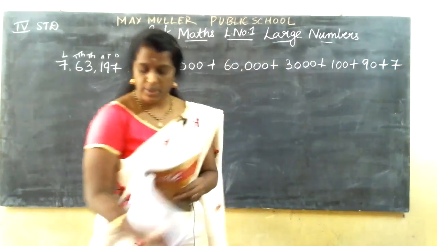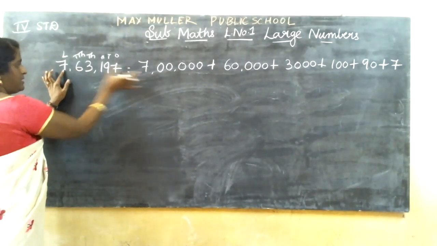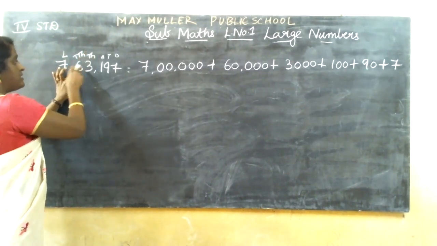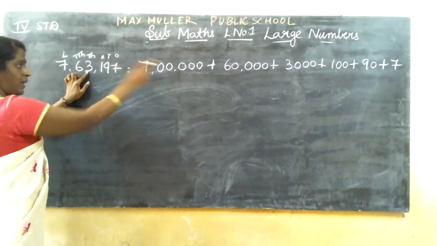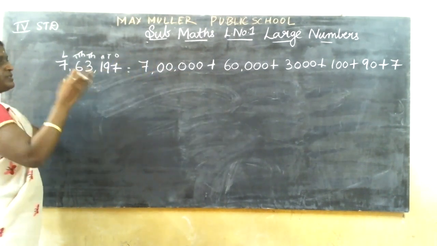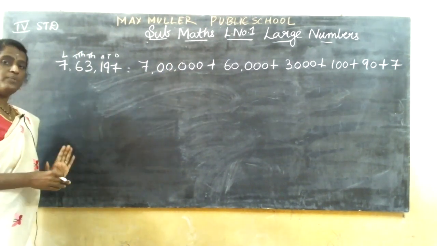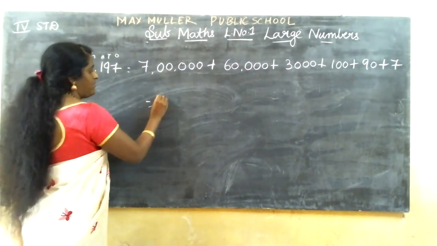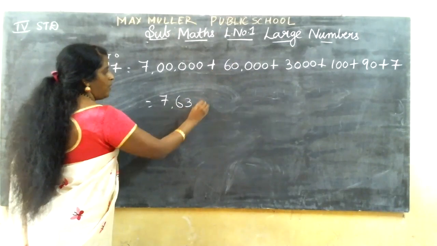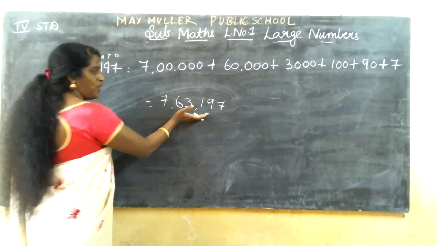Now I'll show you. See here. In the lakh place, what number is there? That was 0. 63,000: 60,000 plus 3,000, plus 100, plus 97, which is 90 plus 7. So you should write this. This is expanded form. Standard form means saying it as 7, 60,000, 3,000, so 63,197. This is expanded form, and this is standard form. Understood, no?